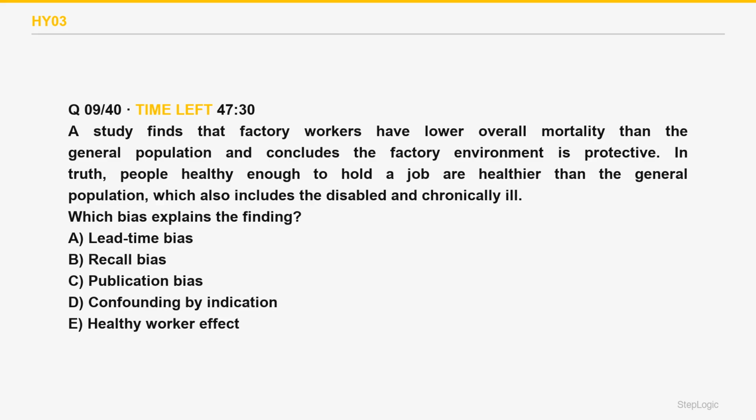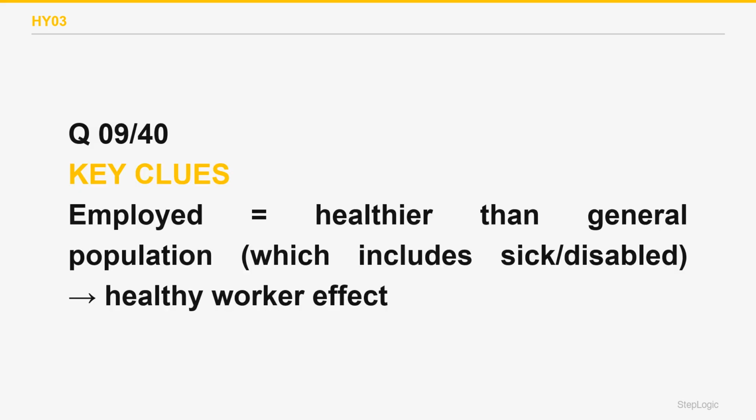Which bias explains the finding? A study finds that factory workers have lower overall mortality than the general population and concludes the factory environment is protective. In truth, people healthy enough to hold a job are healthier than the general population, which also includes the disabled and chronically ill. Read the command, why employed people look healthier. The workforce is healthier at baseline than the general public.